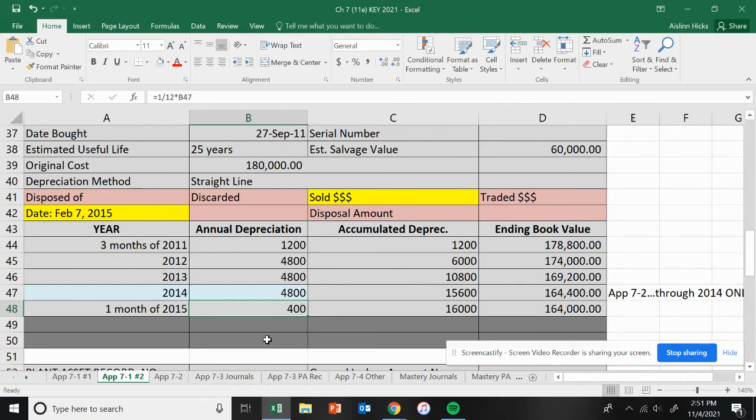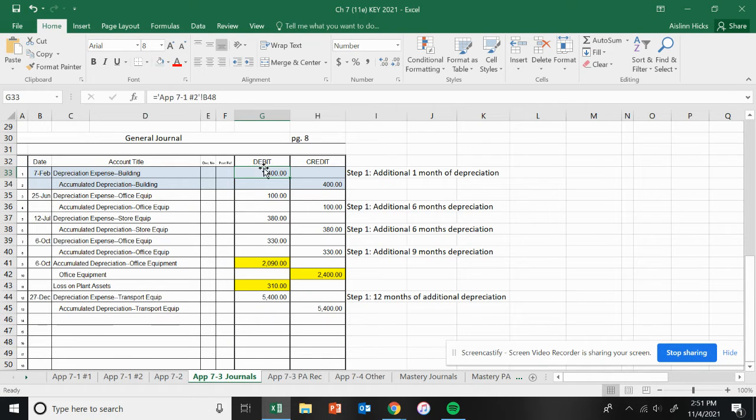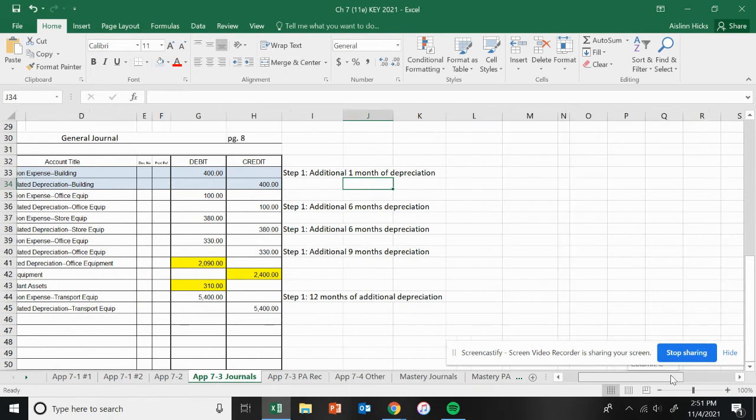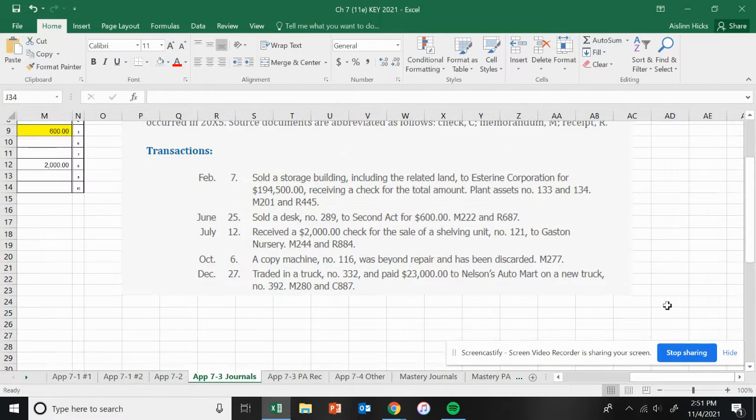Okay, we've been good at keeping up with depreciation through December 31st. Now we've got to do January because we're selling it early February. So we're going to take that right off if we can. You'll notice right here I typed in step 1, additional 1 month of depreciation. That's what that means. Now, the book tells us that we sold it for how much?